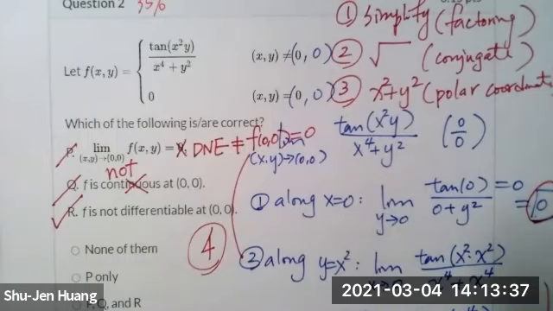Could you also have solved this by plugging in y equals x squared? The argument of tangent is the same as the denominator, and then that's 1. I simplified it by the rule that if the argument of tangent is the same as the denominator, then it's 1. So then I just had 1/2.